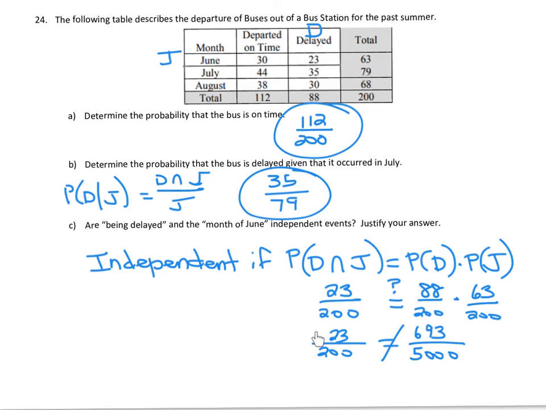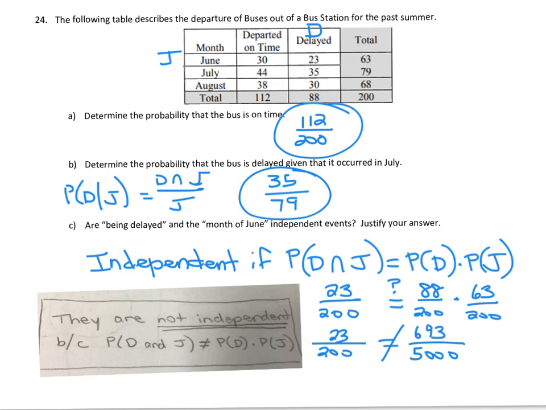Now these are not equal to each other because if they are, this fraction would simplify to give us this. If it's easier for you to see, you can change this to a decimal and then change this to a decimal, and you will see that they're not equal. Okay, so now we can just state our rule. They are not independent because the probability of D and J doesn't equal the probability of D times the probability of J. Okay, so we're just going to state this rule. Just put it into words.